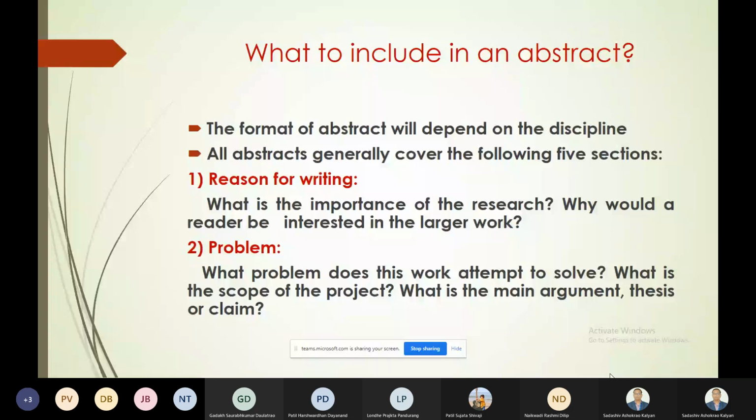And what kind of contribution you are going to make from your research, and how your research is going to be helpful for society. And at the same time, you need to understand the area of interest of your reader.